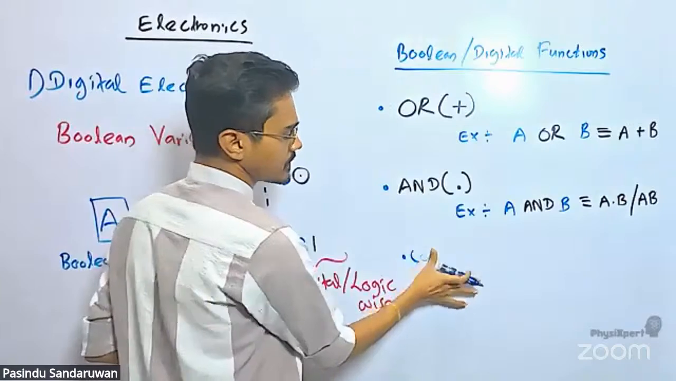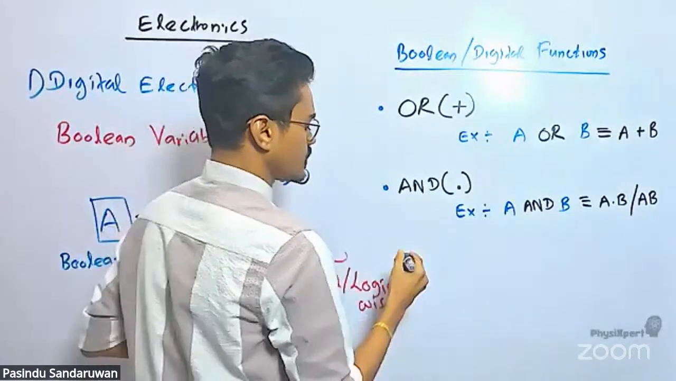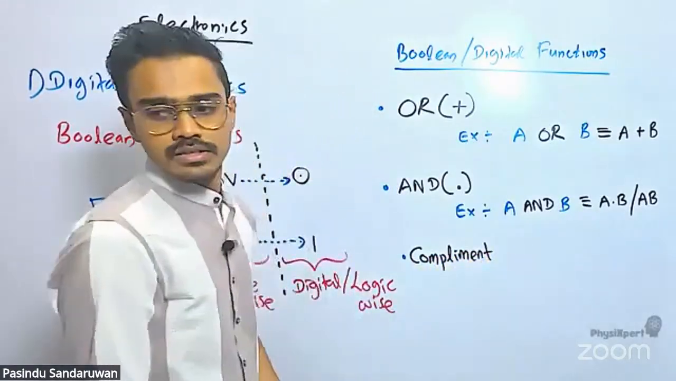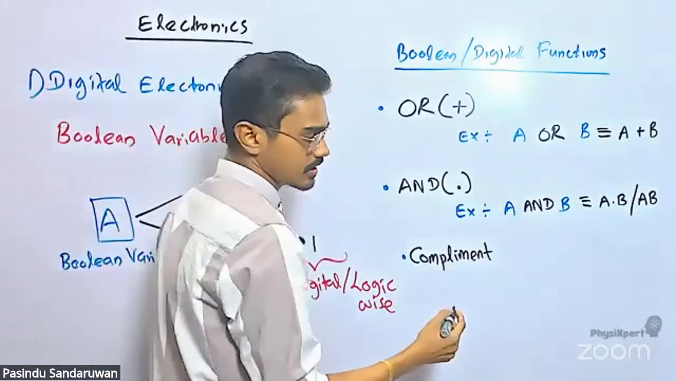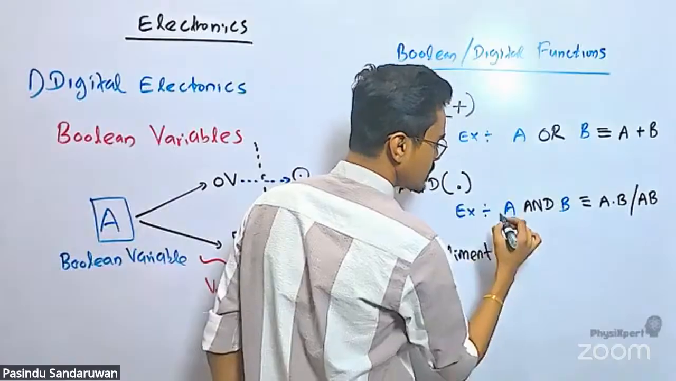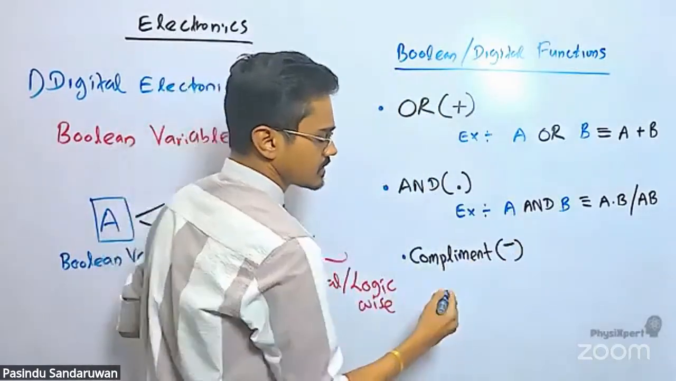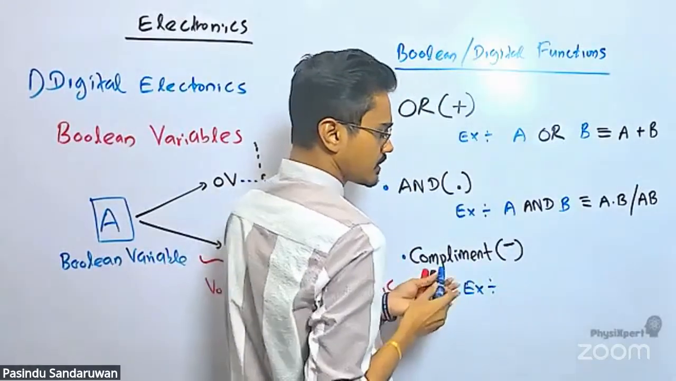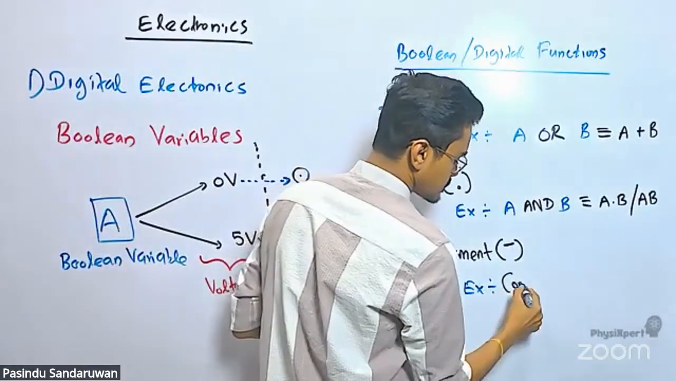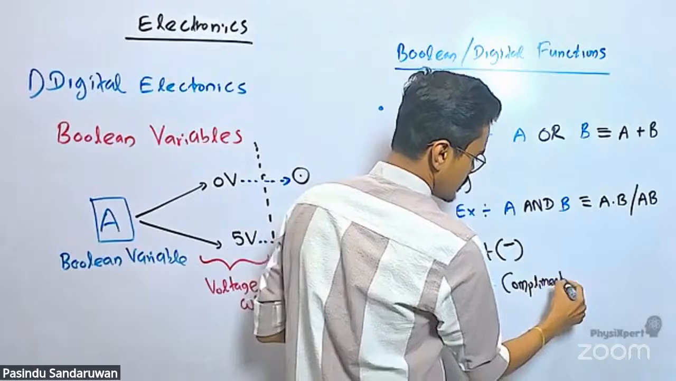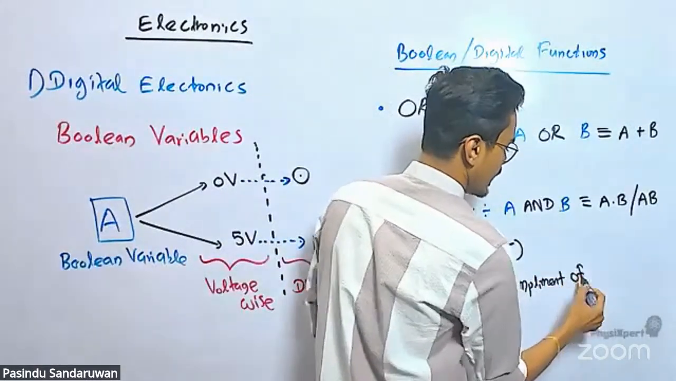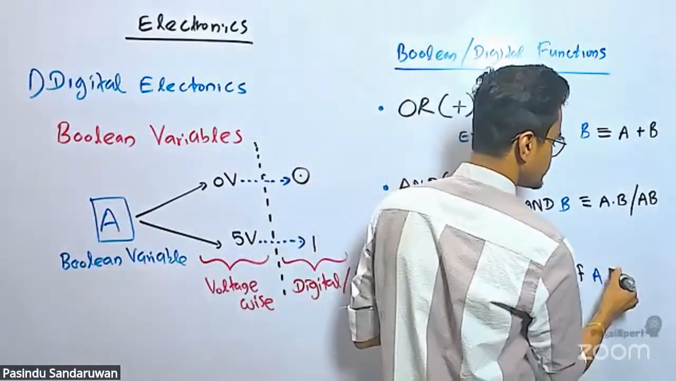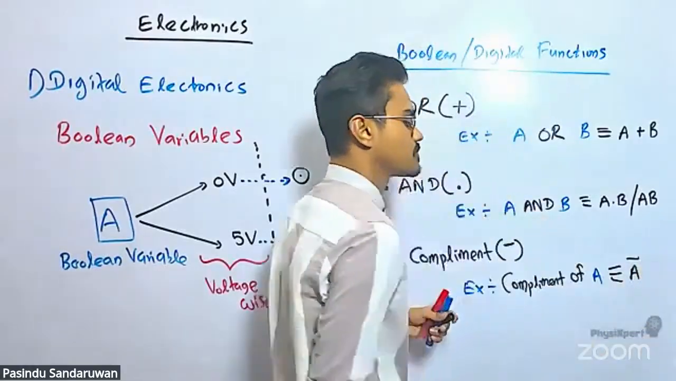Then the other function is called the complement. Listen. Complement is denoted by a bar, like this. Example: say I need to say the complement of A. That is denoted by A bar.